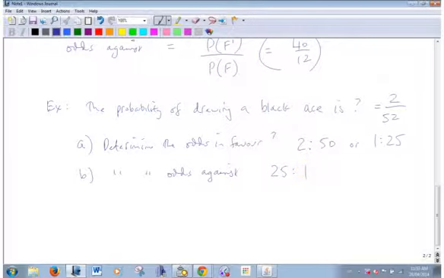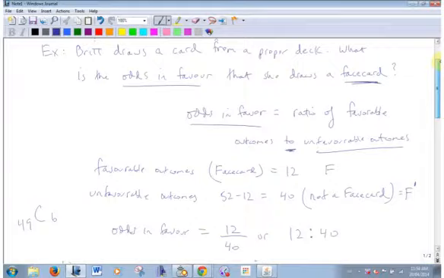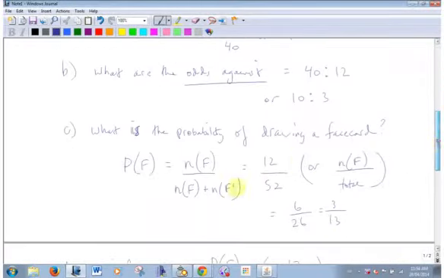Sorry, why is it 50? Well, yeah, this isn't the total. This isn't probability. Odds against, again. Do you want to see it in words or as a formula?